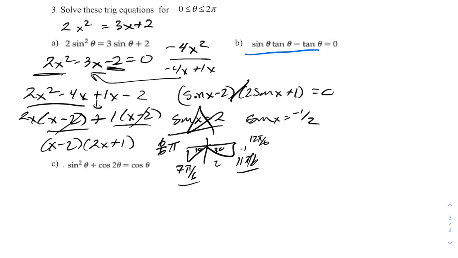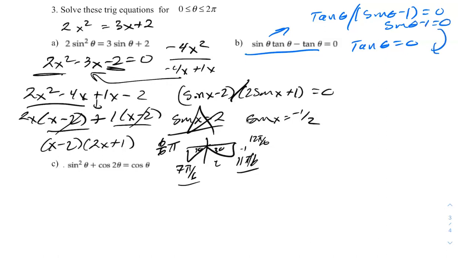B, try to save some space up here. Look at it. What do they have in common? A tan. So factor out the tan. Tan of theta times sine of theta minus 1 equals 0. Split it. So I have tan theta equals 0, and then sine of theta minus 1 equals 0. If I solve it, sine of theta equals 1. Remember, sine and cosine are 1 or negative 1 or 0. It's a unit circle. Tan's a little iffier, but if tan equals 0, it's definitely a unit circle, 0 or undefined.